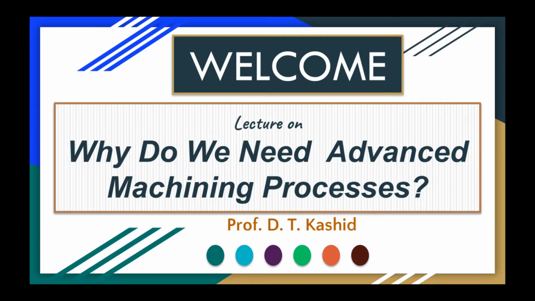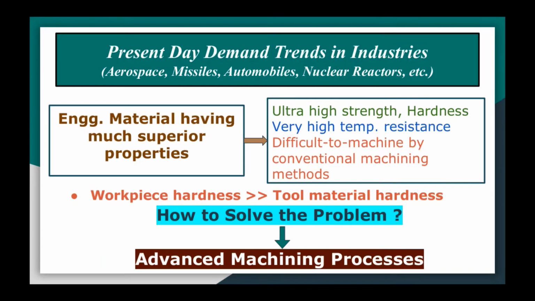In this today's particular lecture, I will explain why we need advanced machining processes. So, at the beginning of this discussion, the basic question that arises is what are the present day demand trends in various industries, especially aerospace industries, missile industries, automobile industries, nuclear reactor industries. So first we'll discuss the answer to this question.